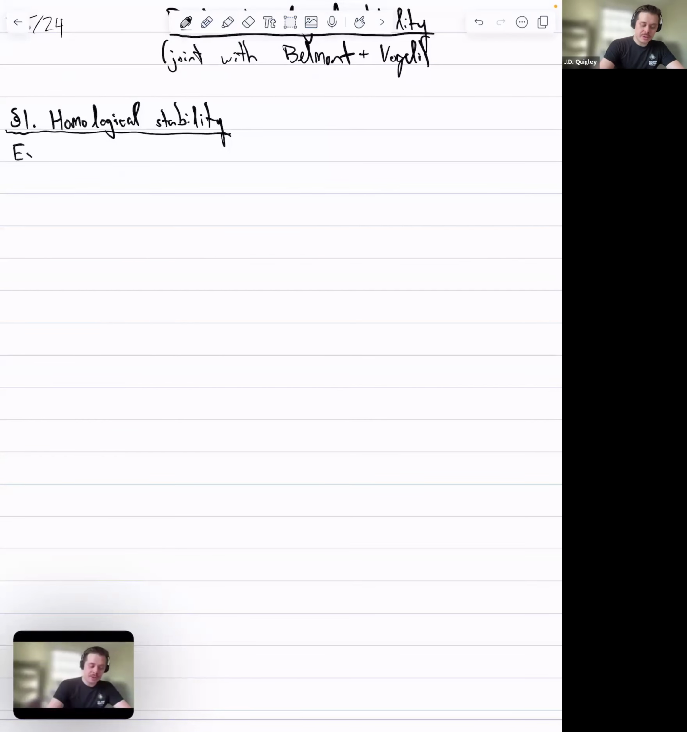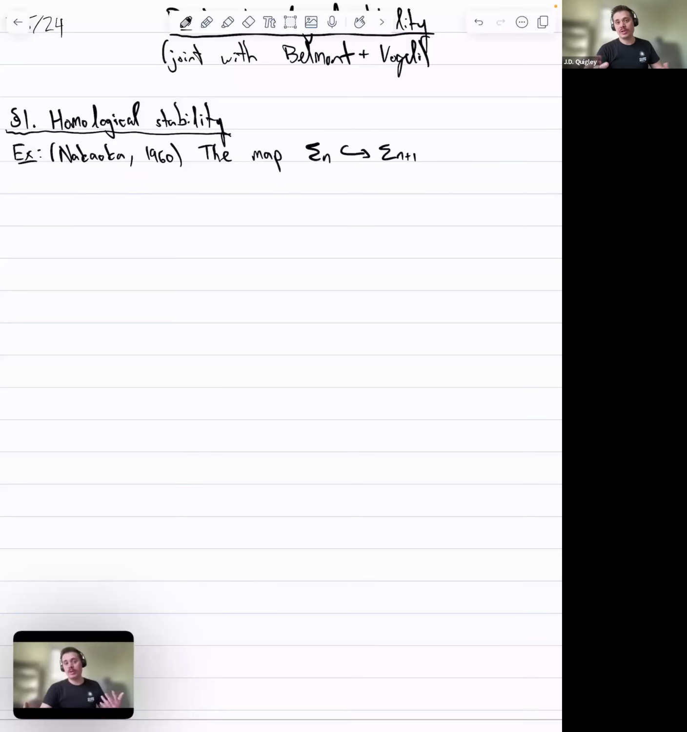So the first homological stability result that I know of is due to Nakaoka in 1960. And Nakaoka showed that the map where I include the symmetric group on n letters into the symmetric group on n+1 letters, as say the permutations which fix the new letter, this induces an isomorphism on homology.